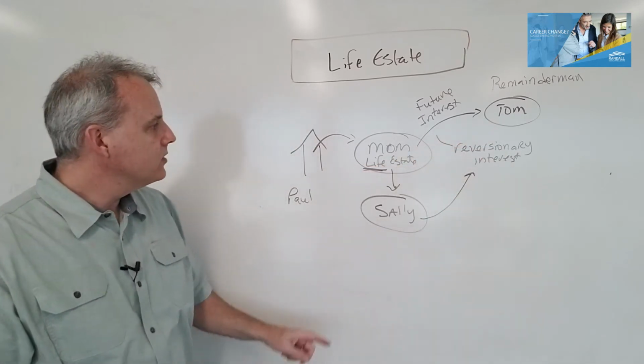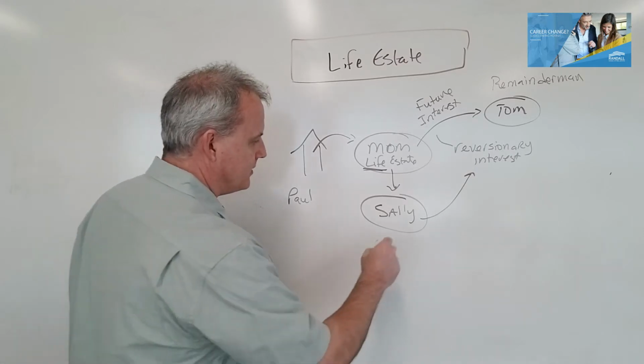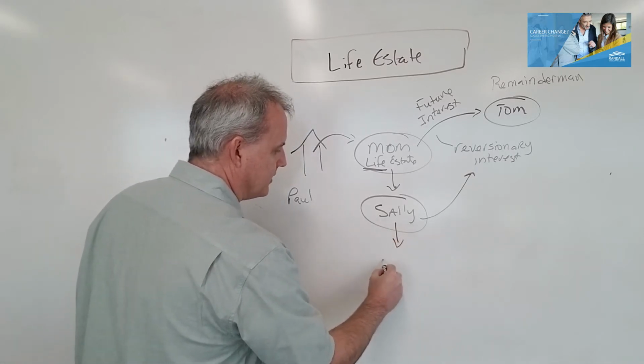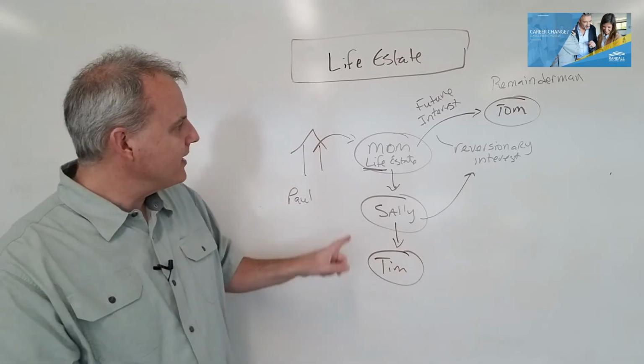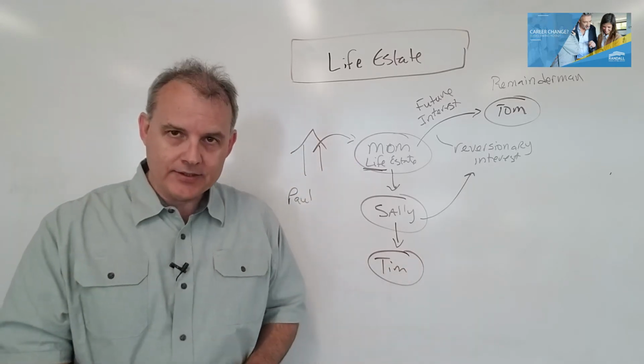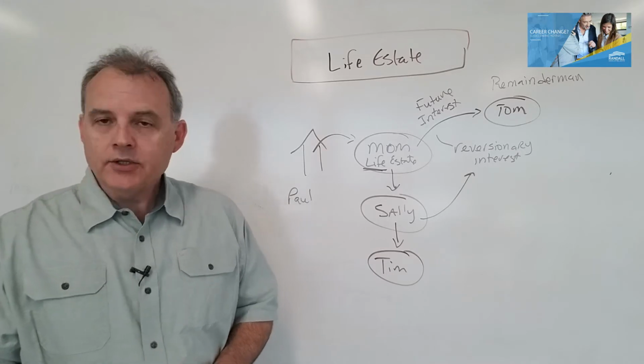All right? So mom could sell it. Sally could sell it. Sally could technically sell it to Tim. Tim owns the property until mom dies. All right? The other thing, they can lease it.